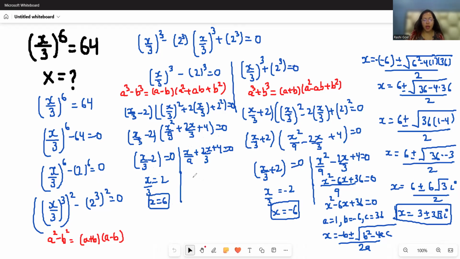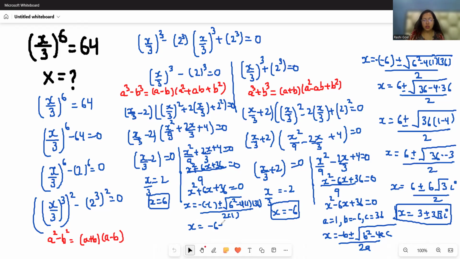And second case, same, the LCM is 9. So it's x^2 + 6x + 36 equals 0. So again it's a quadratic equation. So x equals minus 6 plus minus under root 6^2 - 4 times 1 times 36, by 2 times 1. So x equals minus 6 plus minus under root 36 - 4 times 36 by 2.